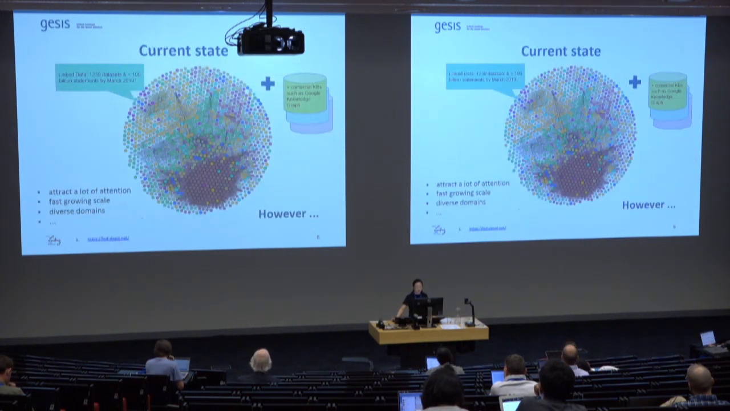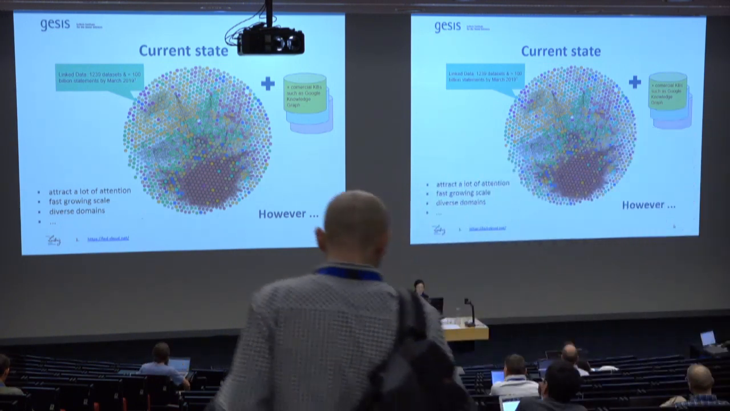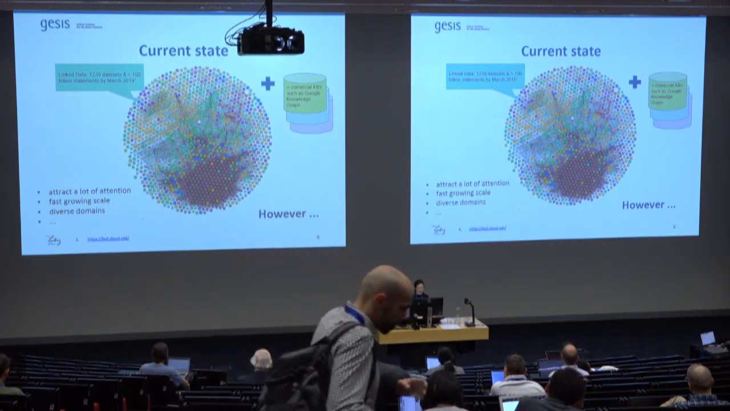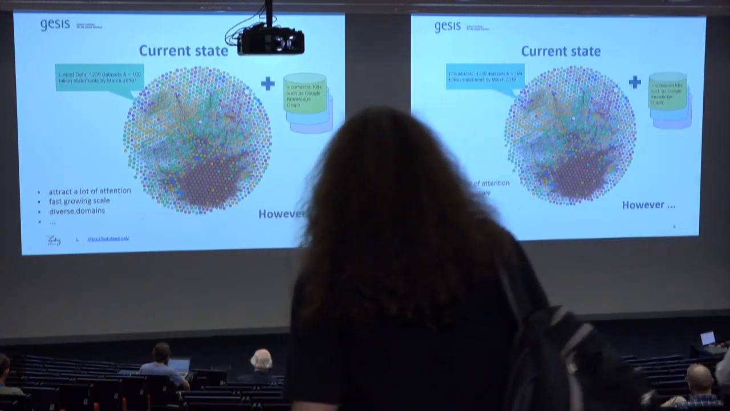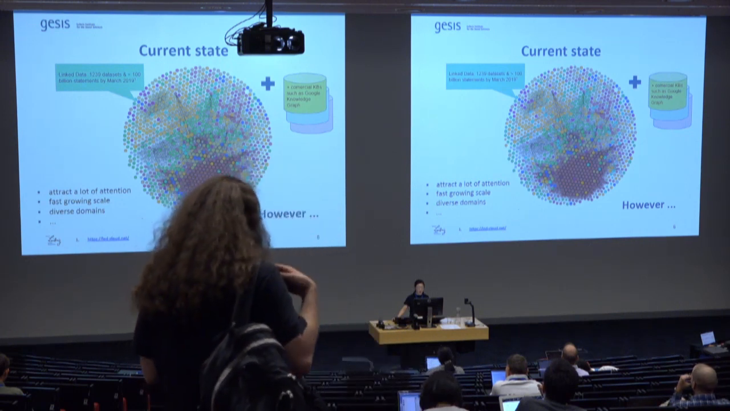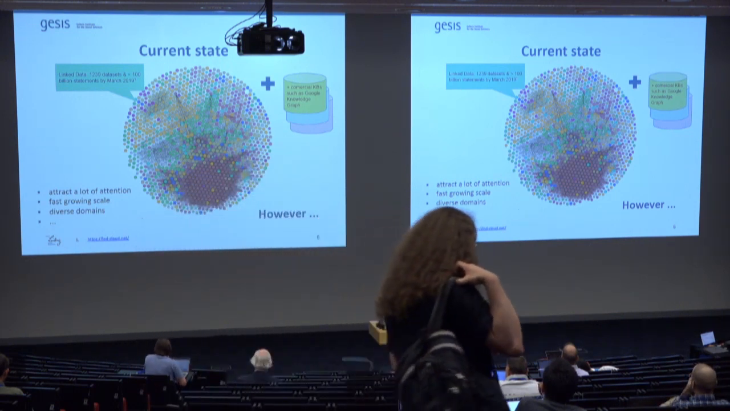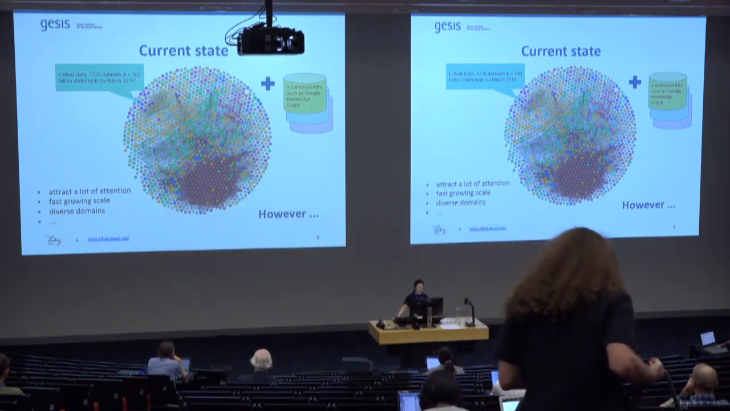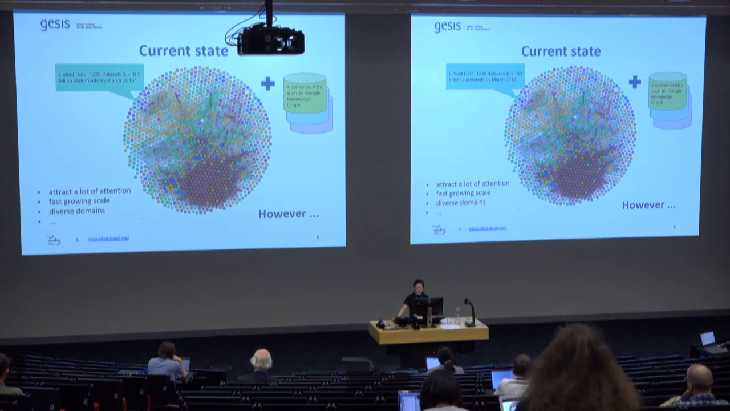The current state of the knowledge graph is that there are a lot of openly accessible data sets. For instance, as reported by Linked Open Data, there are more than 1,200 data sets and more than 100 billion statements by March 2019. And there are even more. There are also knowledge graphs maintained by different companies that are accessible through the applications provided by the companies, such as Google Knowledge Graph.